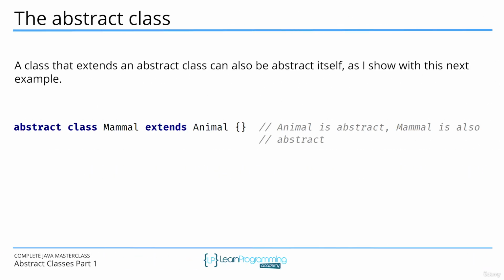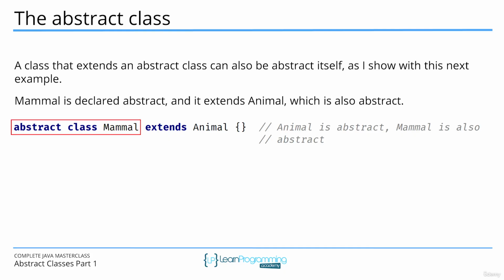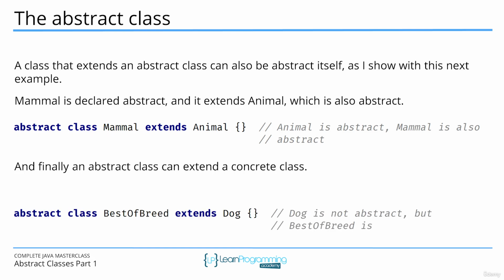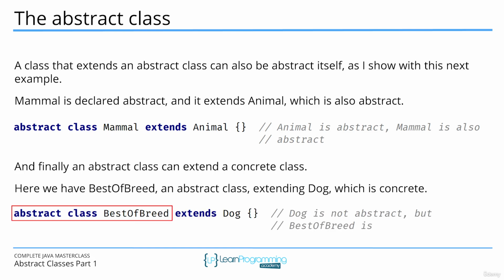A class that extends an abstract class can also be abstract itself, as I show with this next example. Mammal is declared abstract, and it extends animal, which is also abstract. And finally, an abstract class can extend a concrete class. Here we have best of breed, an abstract class extending dog, which is concrete.